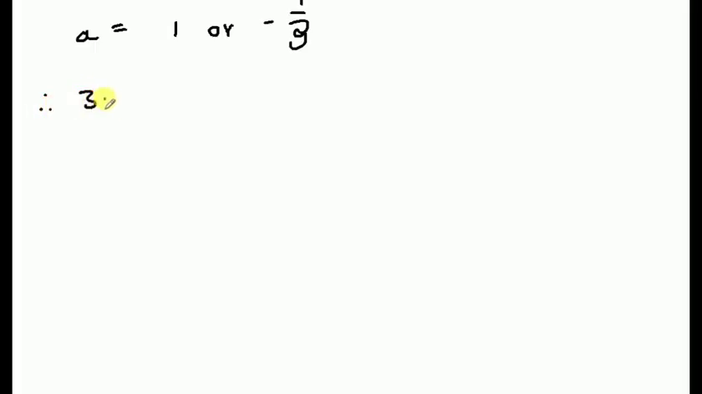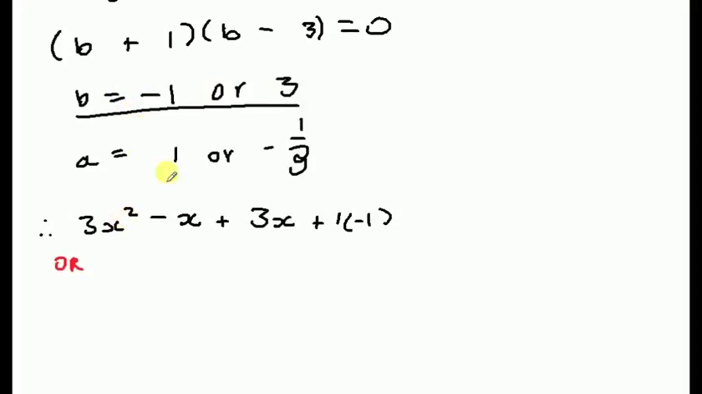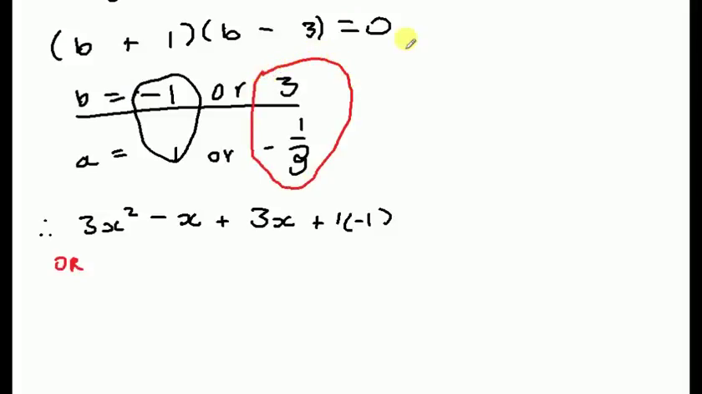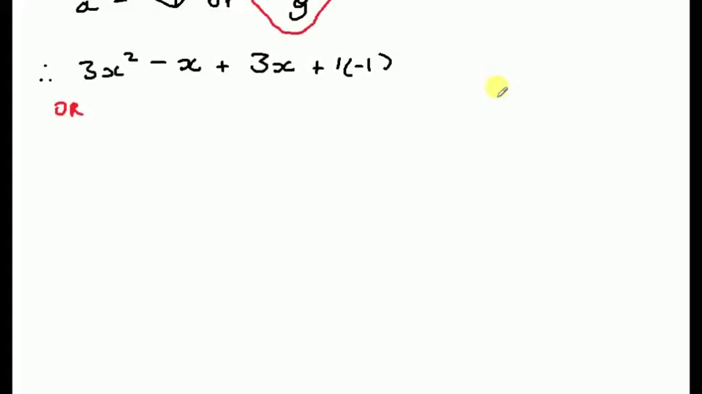So therefore it's going to be 3x squared minus x plus 3x plus 1 multiplied by -1. This is if you use these first values, the black one. That's if you used these first values for a and for b. So the one I'm writing in red, that's when you are using all the second values. So this is what you are going to get.